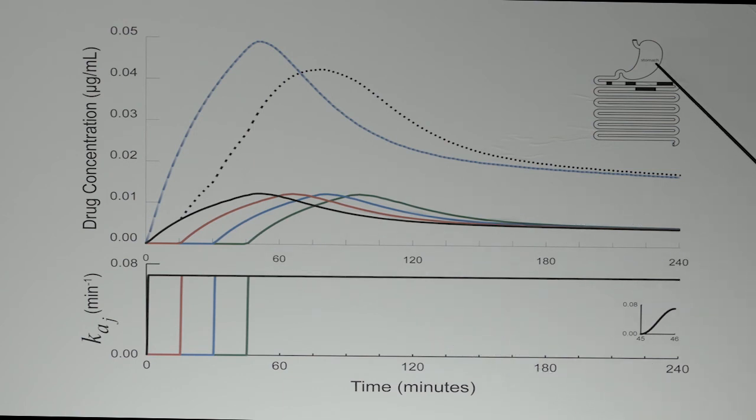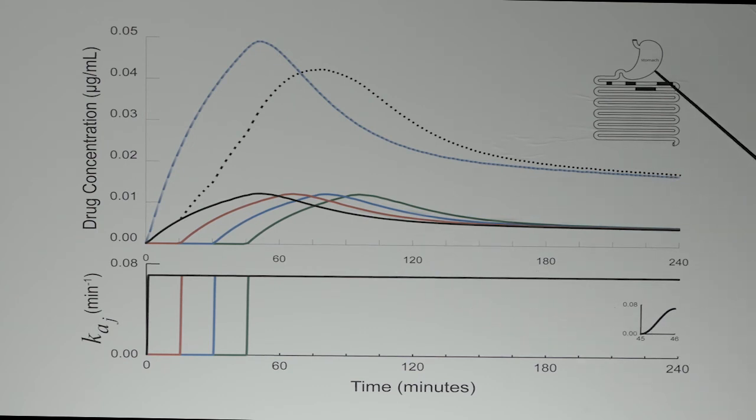While that plug is in the stomach for 45 minutes, the absorption rate constant is 0, and therefore there's no absorption from that plug. Starting at 45 minutes, the absorption rate constant transitions from the value of 0 to 0.07, and I've expanded that portion of the graph here so that you can see the shape of the profile over that 1 minute interval. Now you can change this interval and the shape of that profile to anything you like.